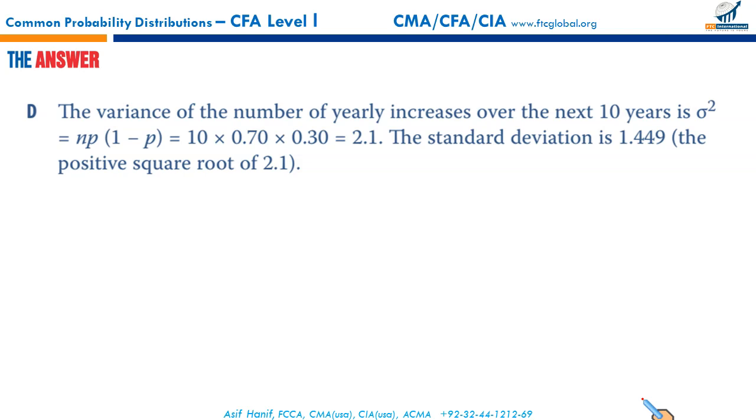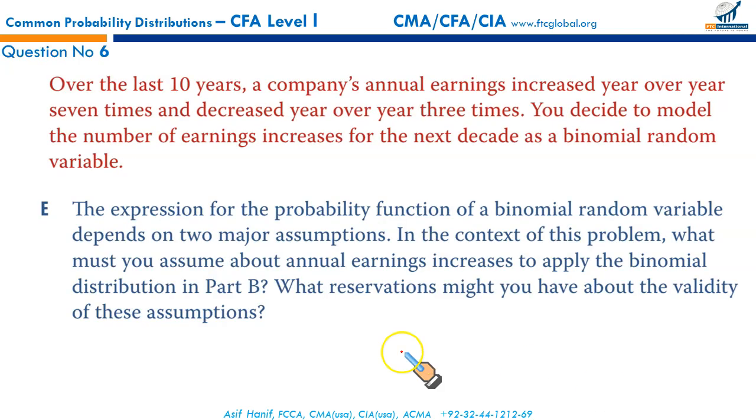Next little twist expected. The expression for the probability function of a binomial random variable depends on 2 major assumptions. In the context of this problem, what must you assume about annual earnings increases to apply the binomial distribution in part B? What reservations might you have about the validity of these assumptions?